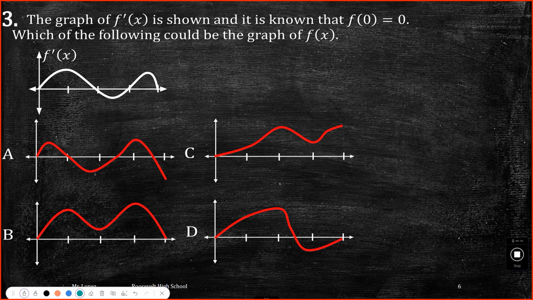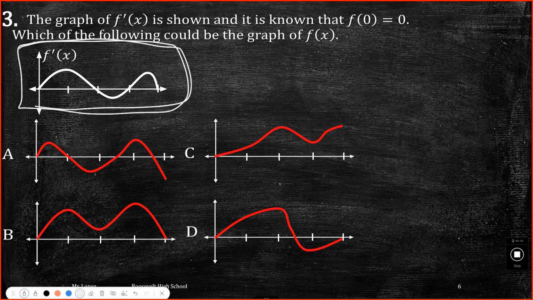The graph of f prime of x is shown, and it is known that f of 0 is 0. Which of the following could be the graph of f of x? The graph of f prime of x is given. F prime, the derivative. You guys copy it. Let's just talk about it already.